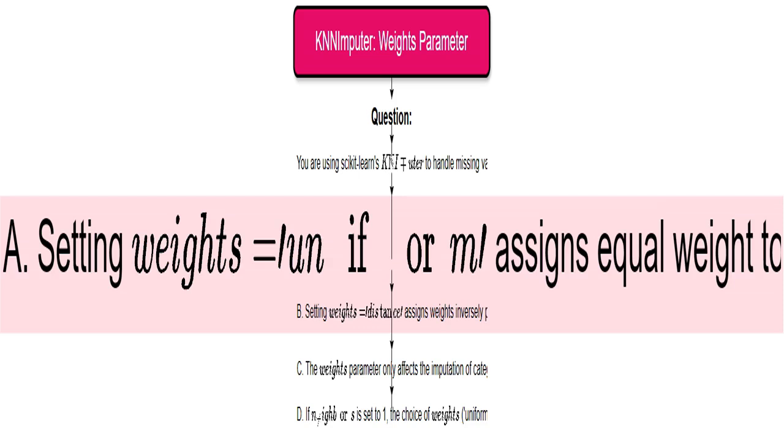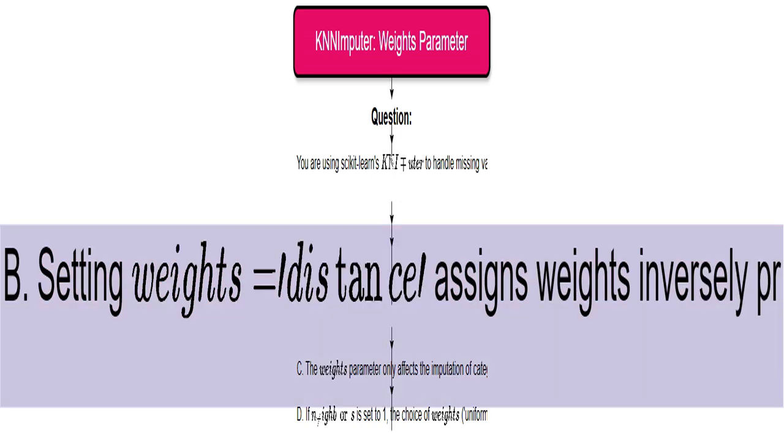This statement says that if I use uniform, then every nearby data point counts the same when I calculate the average to fill the gap. It's like a democracy, each neighbor gets one vote. This statement explains that when I set distance, closer neighbors get more say in filling in the missing value. The farther away a neighbor is, the less it affects the average. It's like an election where those living closer to the candidate have a bigger voice.